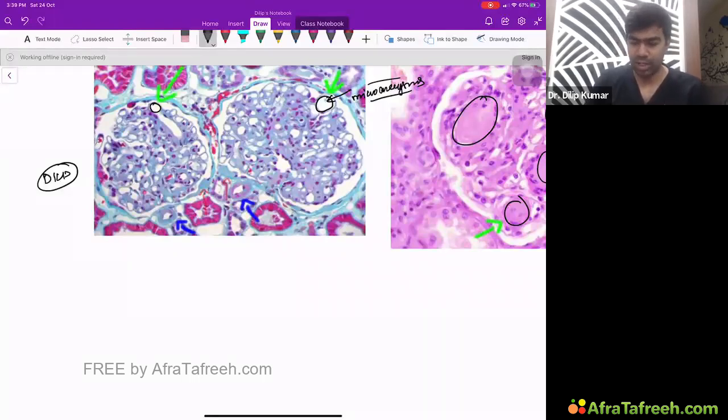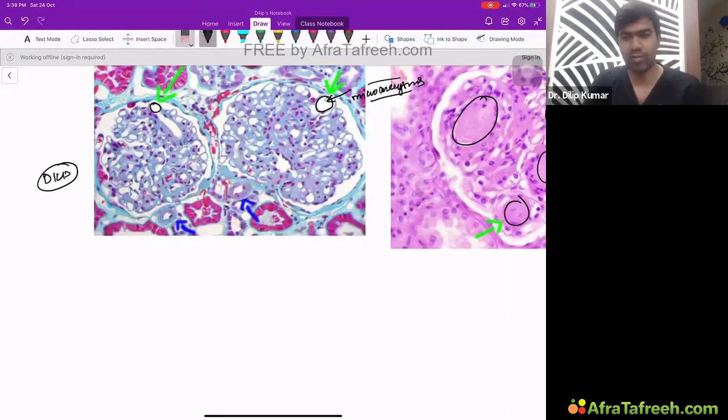At the same time, you can see a vessel. In this vessel, you can see some pink color material that is getting deposited. This is nothing but hyalinization of the arteriole. That's quite common again. So that is arteriolar hyalinization. This is another vessel where you can see some small pink color deposition here. So that is hyalinization of the arterioles, quite common in diabetes mellitus.